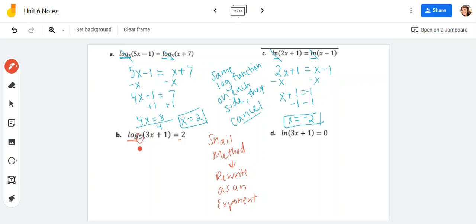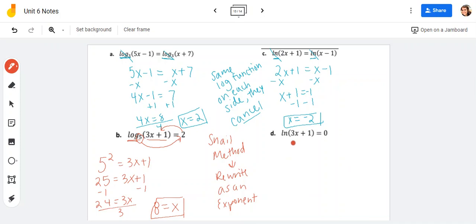So I see my base of 5 is raised to the second power. 5 to the second power equals all of this stuff on the inside. Now the log is gone, and so I can just simplify the exponent and solve. So 5 squared equals 25. 25 equals 3x plus 1. And now I just need to follow the steps. 24 equals 3x. Divide by 3, and I get that 8 equals x.